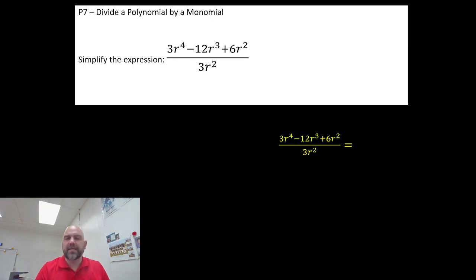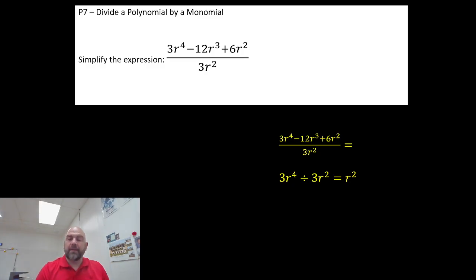Whenever we have a question like this, we need to focus on dividing each individual term by the denominator. So we're going to divide 3r^4 by 3r^2, which is going to look a little bit like this. 3 divided by 3 is 1, and r to the power 4 divided by r^2 is going to be r^2. And that's going to be our quotient on that. This is the answer to that statement.